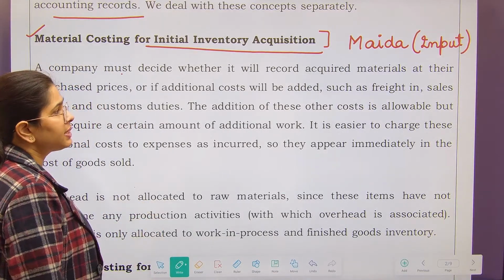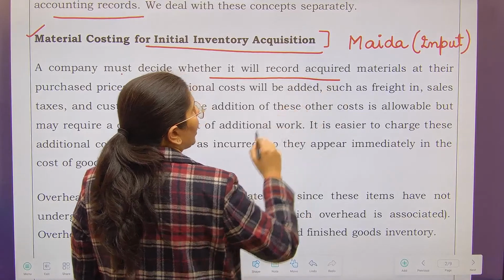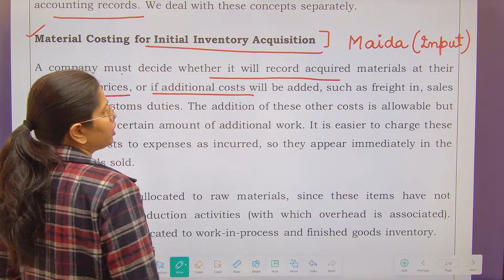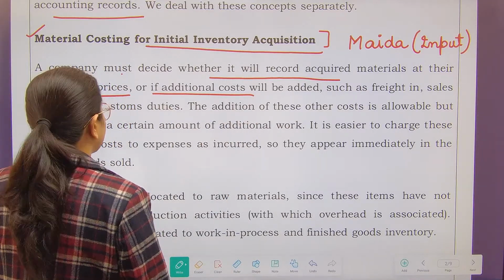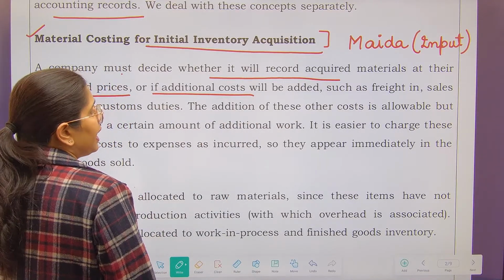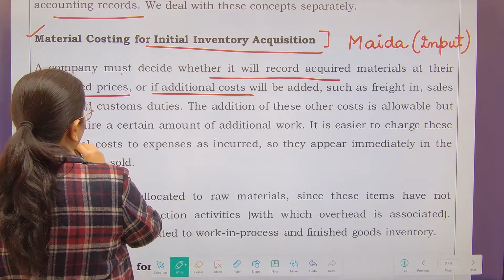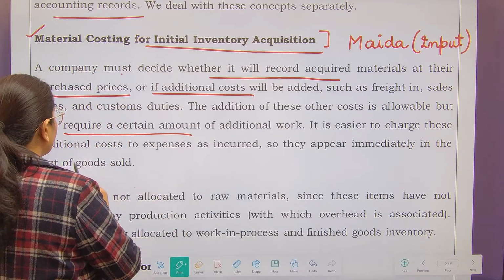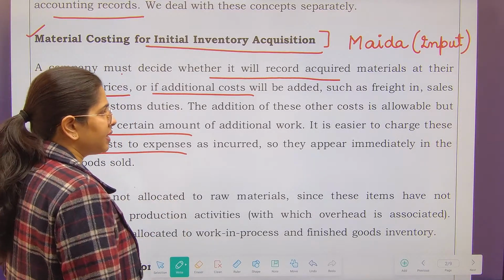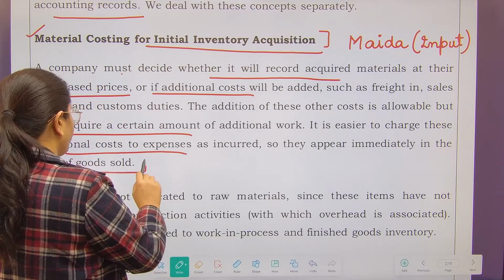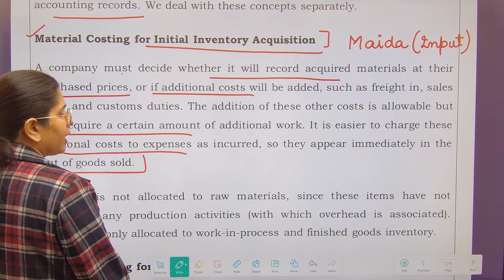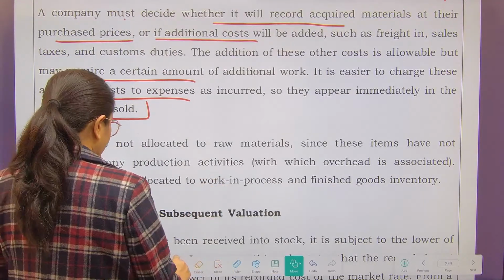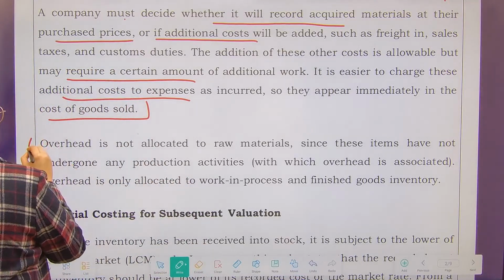A company must decide whether it will record acquired material at their purchase price, or if additional costs will be added such as freight, sales taxes and custom duty. The addition of these other costs is allowable, but many require a certain amount of additional work. It is easier to charge these additional costs to expense as incurred, so they appear immediately in the cost of goods sold. Overhead is not allocated to raw materials since these items have not undergone any production activity. See, this is so very important.